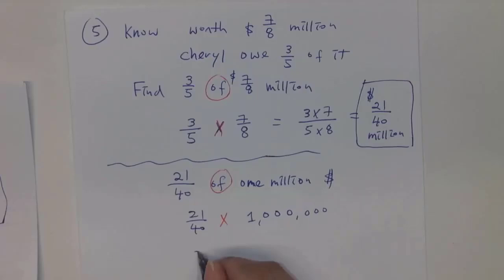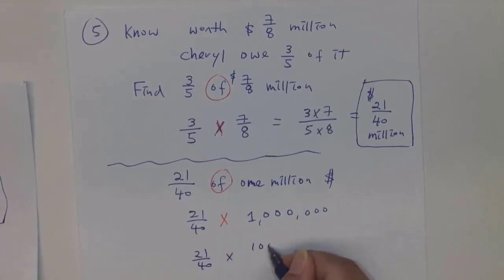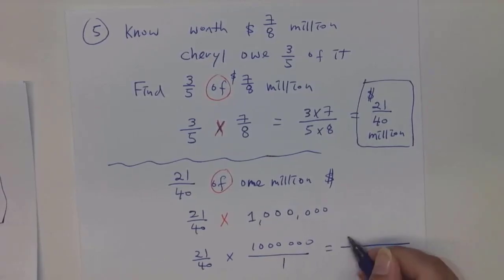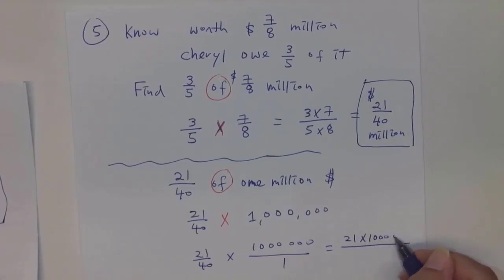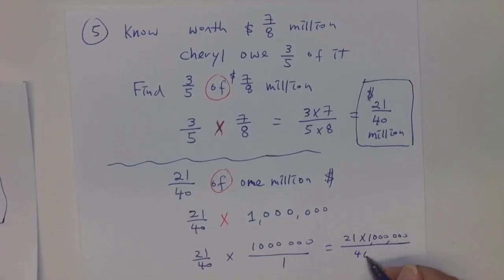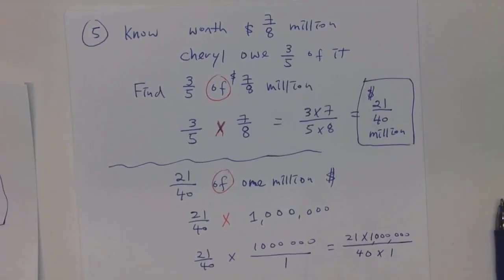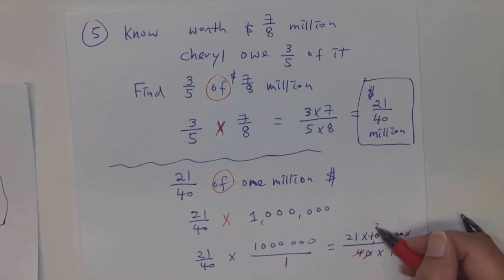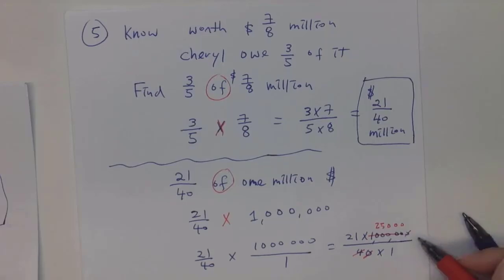Yes, you can do 21 over 40 times 1 million over 1, so they look like fractions times fractions, right? So again, we're going to do top times top, bottom times bottom, like that. This one we can cancel if you want to. I feel like you can get rid of a 0 here, and then 4 times 1, 4 times what? 4 times 2 is 8. 4 times 5 is 20. 0, 0, 0. I think it's like that. Well, you can use a calculator.